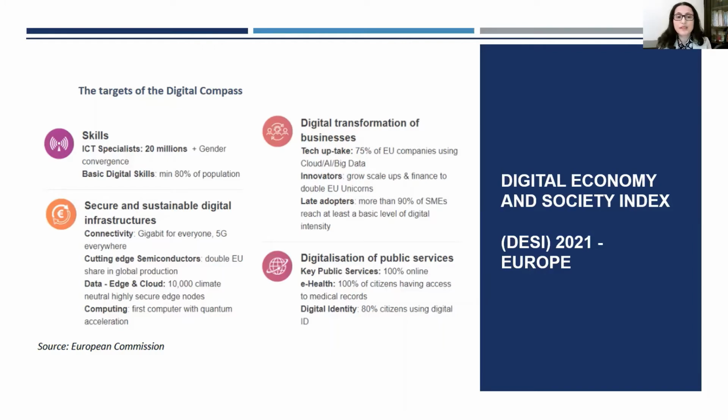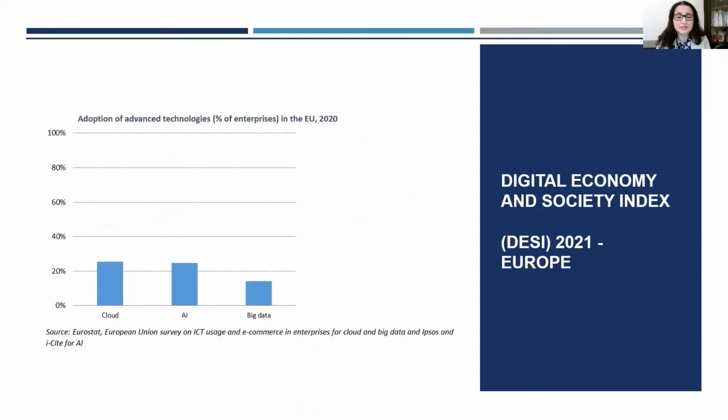For example, in the digital transformation of businesses, they are expecting 75% of the European companies to use cloud, AI and big data. For example, in the secure and sustainable digital infrastructures, they are expecting to have the connectivity reaching everyone, 5G everywhere, 10,000, for example, climate neutral, highly secure edge nodes, etc. Digitalization of public services, 100% key public services to be online. For example, also regarding the digital identity, 80% of citizens using digital ID. So this definitely shows the need of those digital skills and more ICT working women.